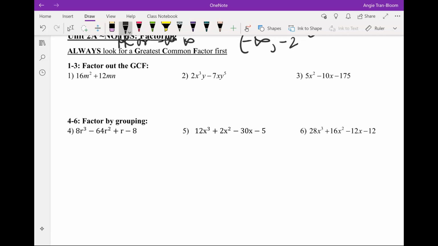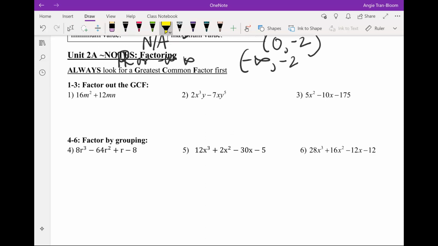Factoring. Here you go. Always check for what first? Correct. Okay. So examples 1, 2, 3 are just making sure we know how to take out the GCF. 16m squared plus 12mn. What is the greatest common factor? 4m. If you factor out 4m, guys, factoring means dividing. So if we divide each and every term by the greatest common factor, what's left over?